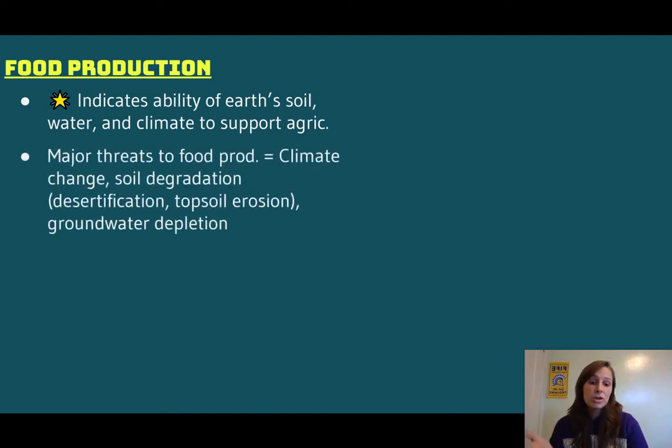Now, some of the major threats to food production are kind of what I just mentioned: climate change, soil degradation, which can come from desertification, which is where you're having more areas becoming desert-like, topsoil erosion, or groundwater depletion. All of these are going to cause food production to decrease.